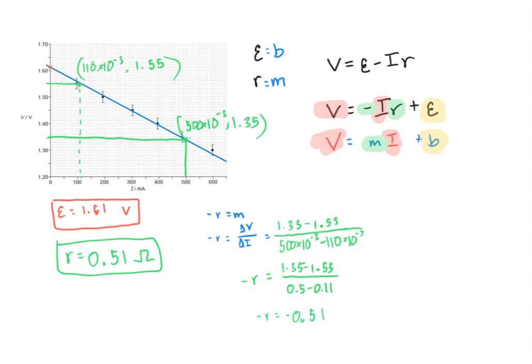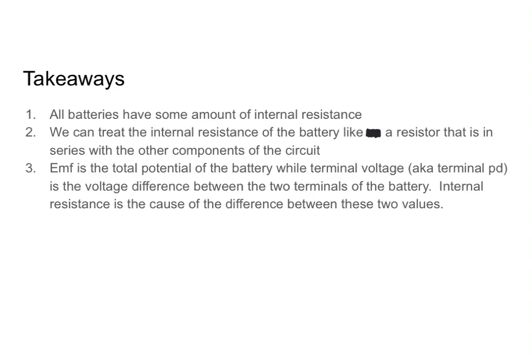And there you have it, guys. We have figured out our EMF and our internal resistance just from a graph of voltage versus current. So that's pretty cool. Let's go ahead and talk takeaways. First of all, we know that all batteries have some amount of internal resistance. Second, we know that we can treat the internal resistance of a battery like a resistor that is in series with the other components of a circuit.